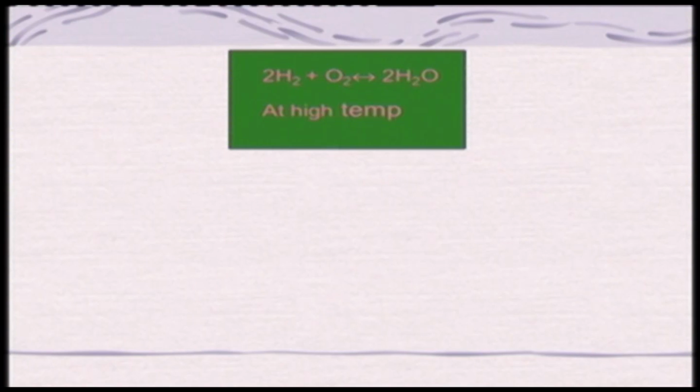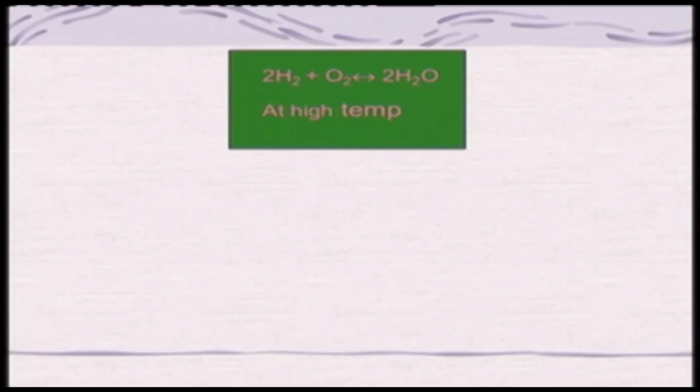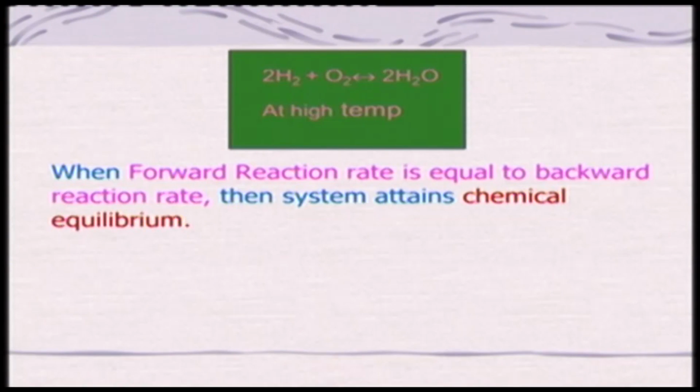Now, basically there will be a forward reaction rate and there will be a backward reaction rate, because a chemical reaction is occurring and there will be formation of new bonds and also breaking of bonds. So, all these things are going on, and then the system will attain equilibrium only when the forward rate of reaction is equal to the backward rate of reaction. Then the system attains chemical equilibrium.